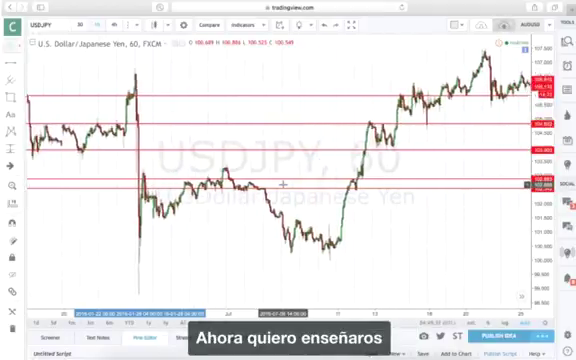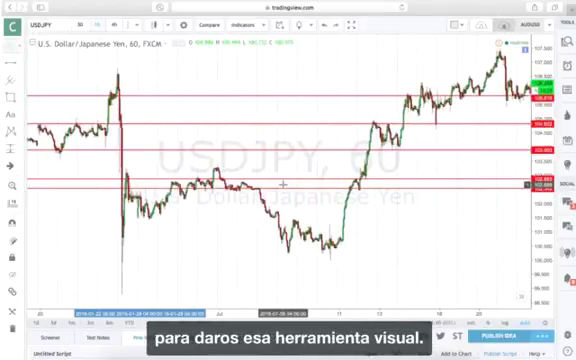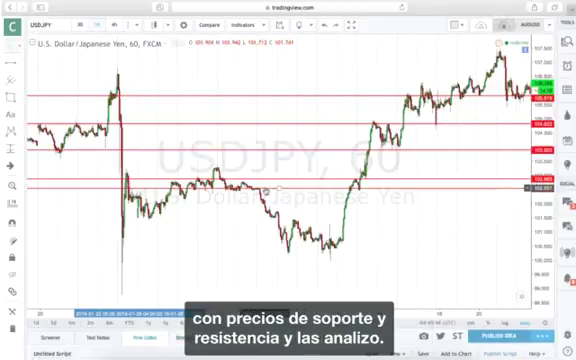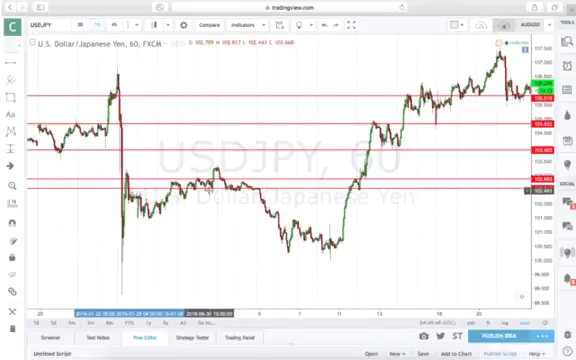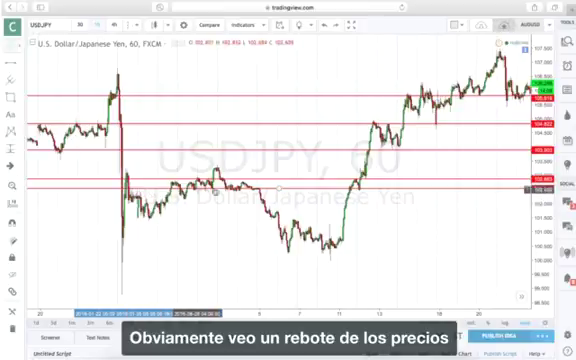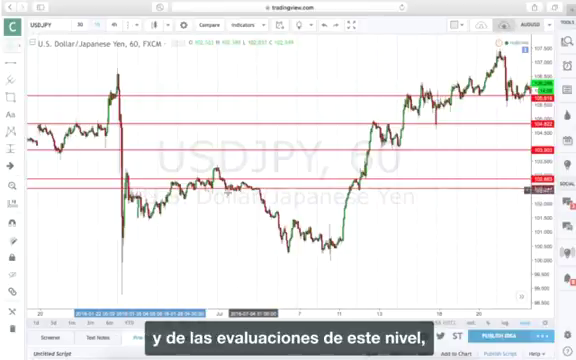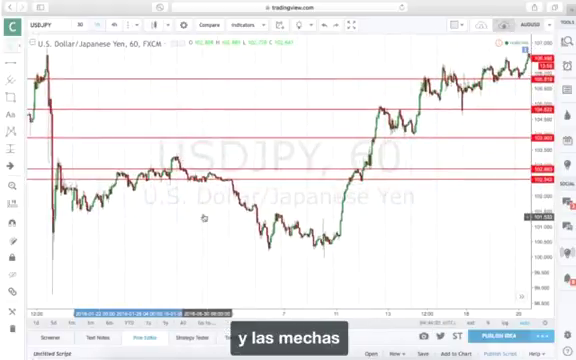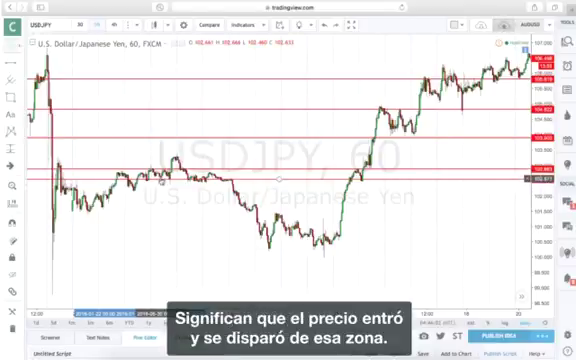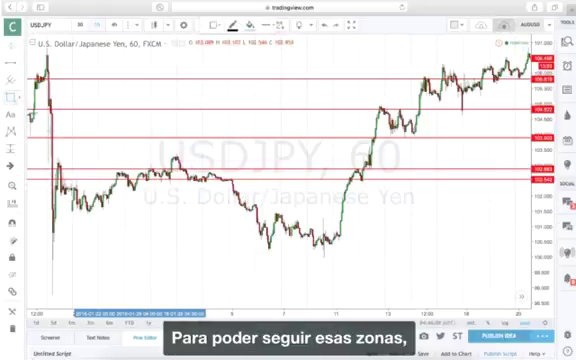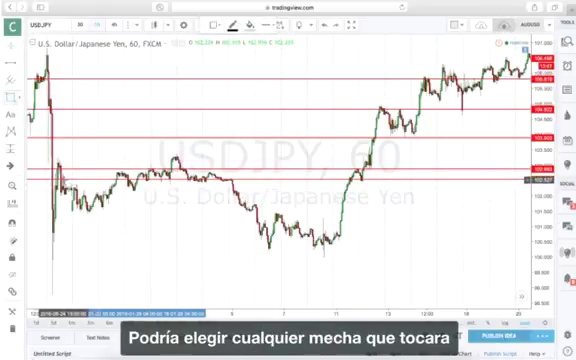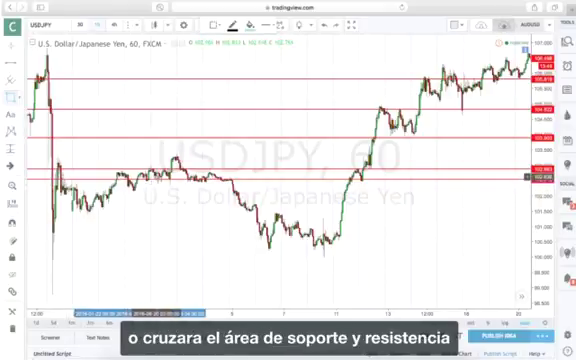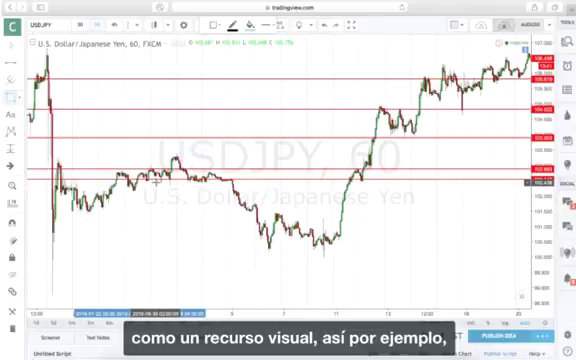Now I want to show you exactly what to do around these areas, to give you that visual tool. I look for areas where price has support and resistance, and I look closely. Obviously, I see price bouncing and testing off of this level, but at the same time, what else is there? There's these things called wicks. Wicks are pretty much these lines. These aren't full candles. It means price came in and got away from that area. So in order to draw these price reversal zones, I could pick any wick that's either touching or crossing the area of support and resistance as a visual resource.